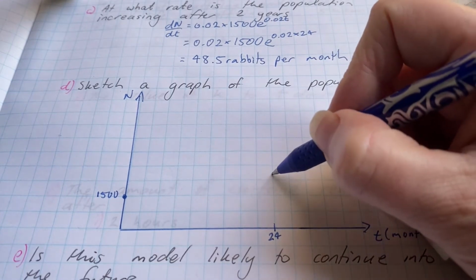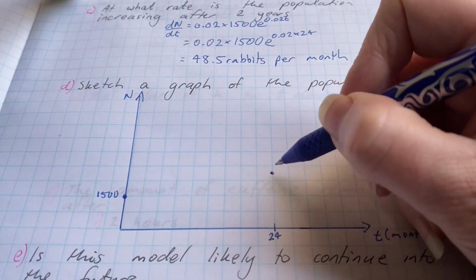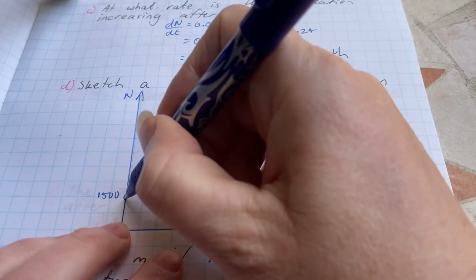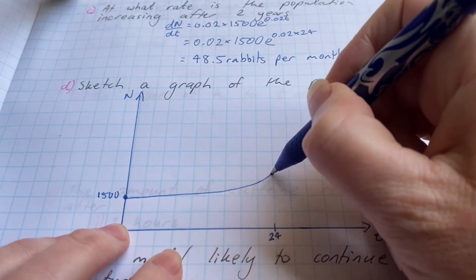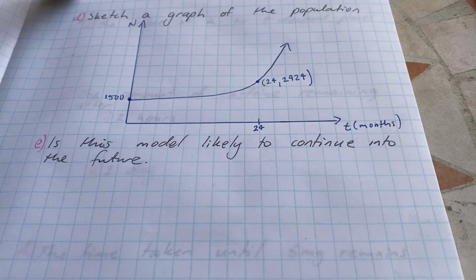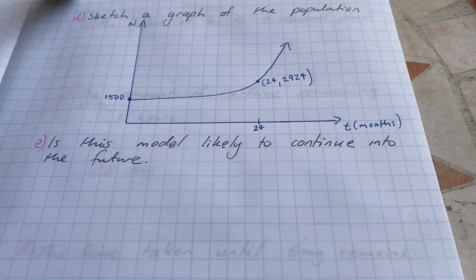So a bit lower than that, so around about there. It is an exponential curve, so I'm going to draw it like that. And I have just marked that point on there as well to give some scale. Nice, lots of 24s there. Okay, is this model likely to continue into the future?